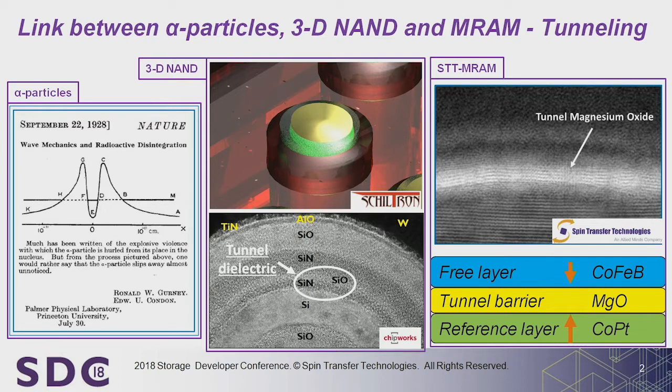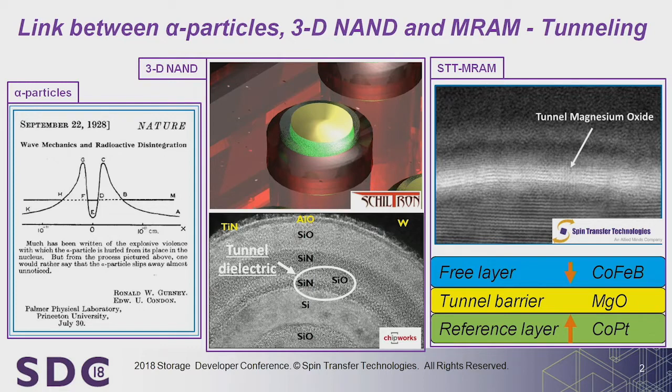And then STT-MRAM looks a bit complicated. We've got these magnetic materials, but we've got a tunnel barrier, a very, very thin layer of magnesium oxide. And again, it's all about electrons tunneling through that thin barrier and doing their stuff. We'll go into that as well. But at the foundation of the whole thing is this tunnel mechanism.